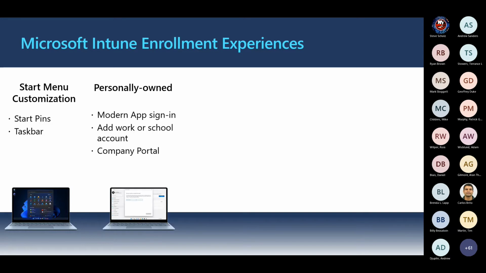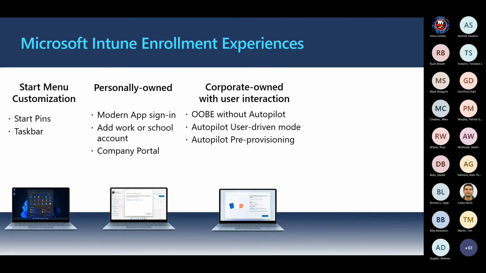Then we talked about all the personally owned enrollment methods and experiences, starting with modern app sign-in. We discussed the add a work or school account, as well as the guided flow using the company portal, where Allison was also able to self-service available applications. And then finally, we talked about corporate-owned device scenarios, starting with corporate-owned scenarios with user interaction. That was the standard out-of-box experience without Autopilot, followed by the Autopilot user-driven mode, and then finally the pre-caching of apps and policies with the Autopilot pre-provisioning flow.